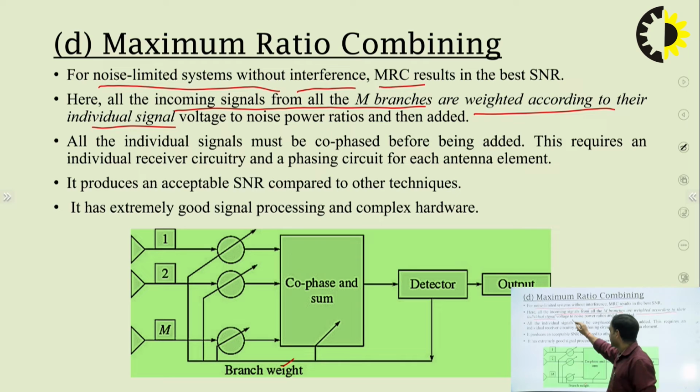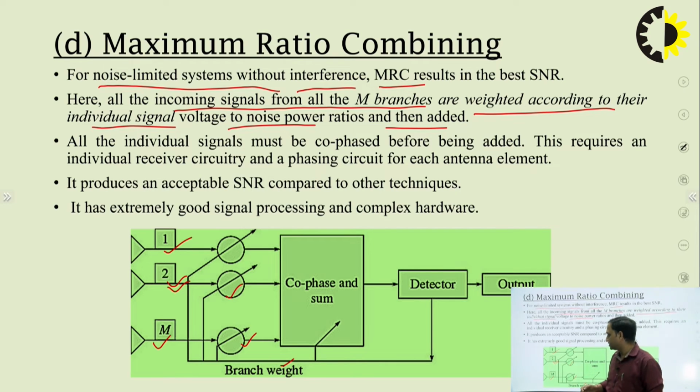In this case, the voltage to noise power ratio is used and then added. If we have different SNR values, and a signal passing through one of the branches has a low SNR value, we provide a large weight to that. If at another branch we are receiving a better SNR value, we provide less weight to that. Similarly, if this branch has the best SNR from the channel, we provide less weight to it.